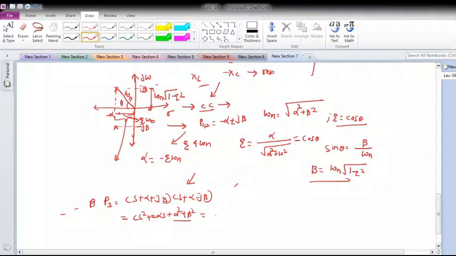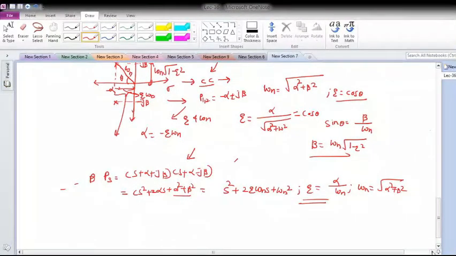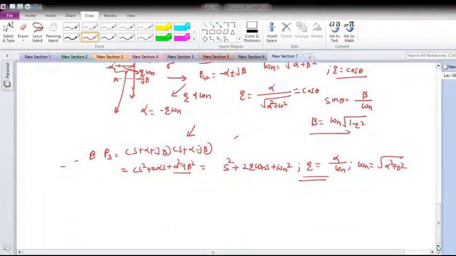The same thing I would like to write in terms of zeta and omega n, so it will be s square plus 2 zeta omega n s plus omega n square. From that we know zeta will be alpha upon omega n, and omega n is the square root of alpha square plus beta square. There are so many ways by which I can express zeta into alpha, alpha into zeta, zeta into omega n, according to your convenience. So now my characteristic equation is s square plus 2 zeta omega n s plus omega n square equal to 0.